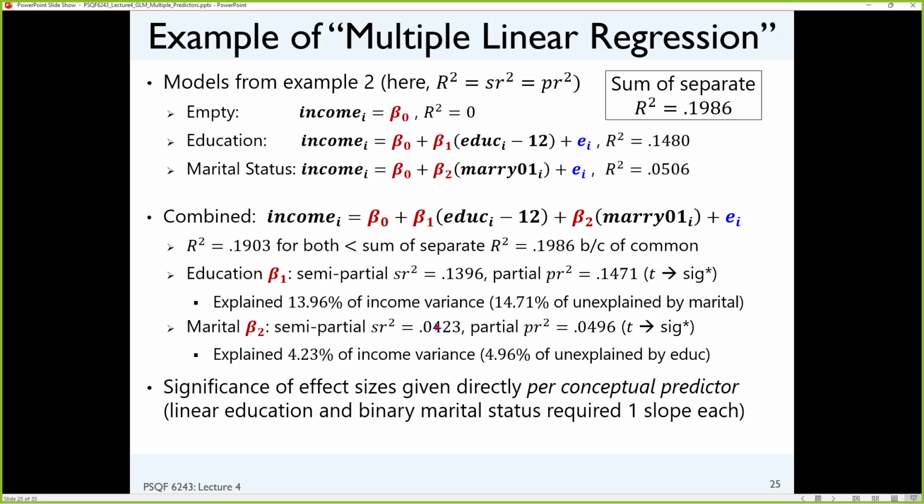It's apples and apples. I can't talk about these two numbers as apples to apples, though, because they're at different totals. Education got 14.7% of what marital didn't get. Of what education didn't get and of what marital didn't get, those are not the same thing.